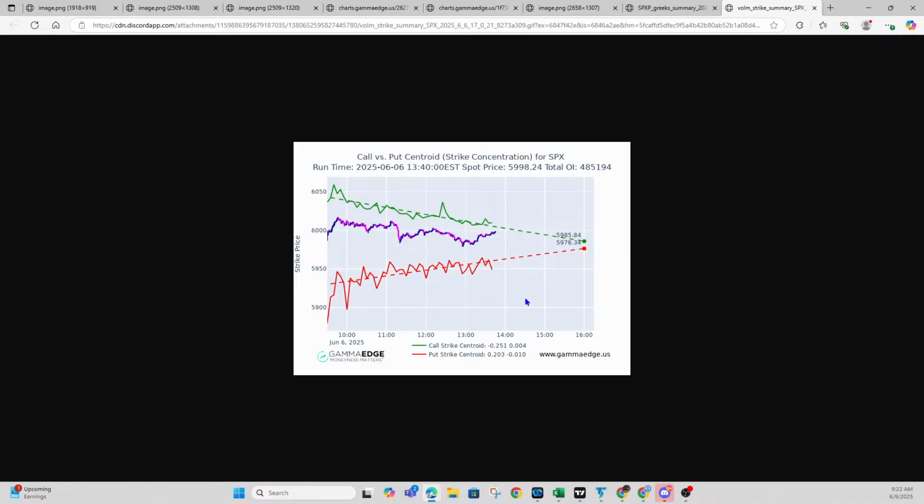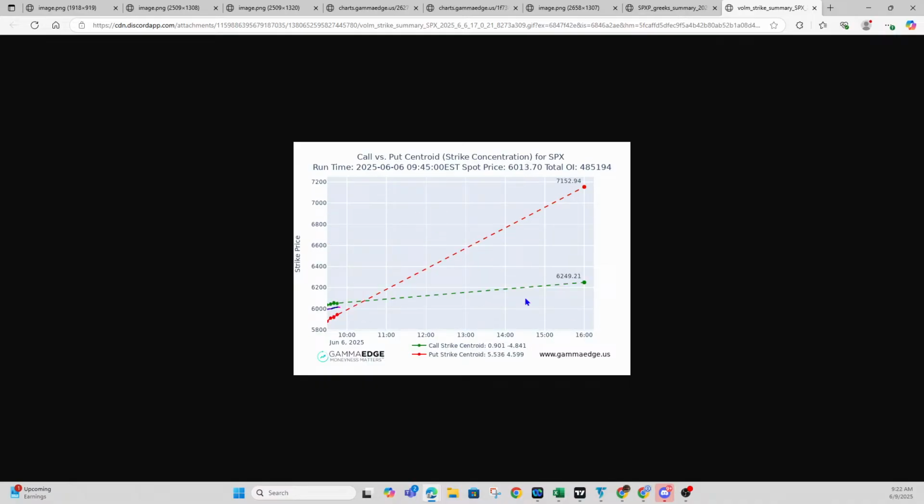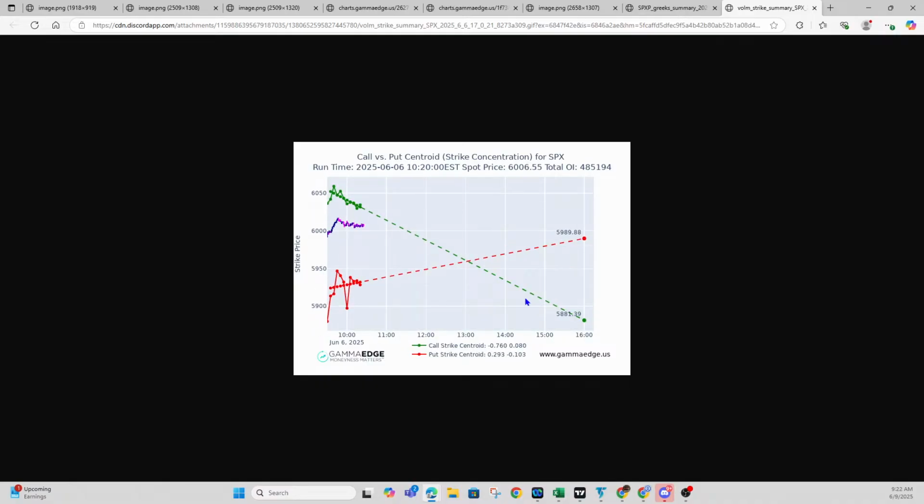So again, this tool is invaluable intraday for us to get an overall idea of where market participants are positioning and how they are placing their bets. And then we can follow along with that intraday as we see changes in the overall slope, as well as the call and put centroids.